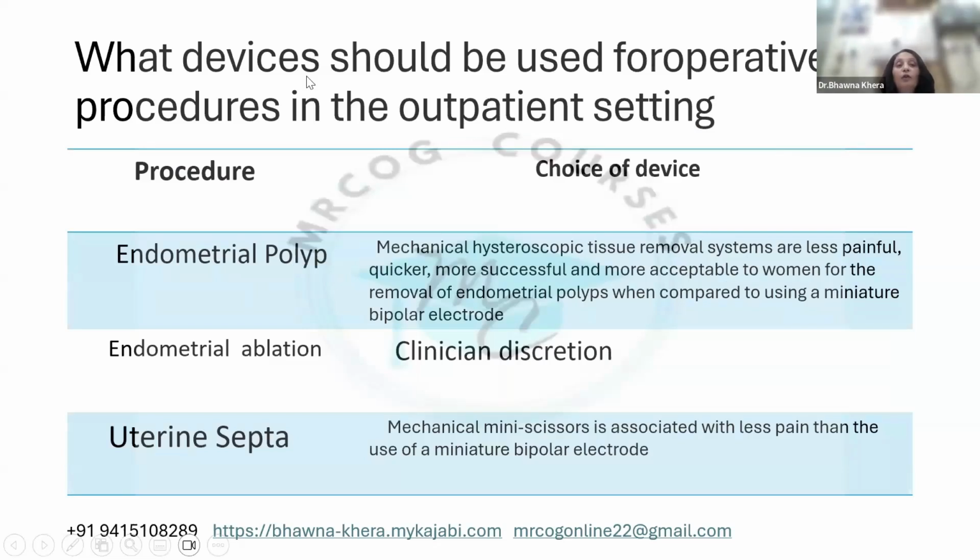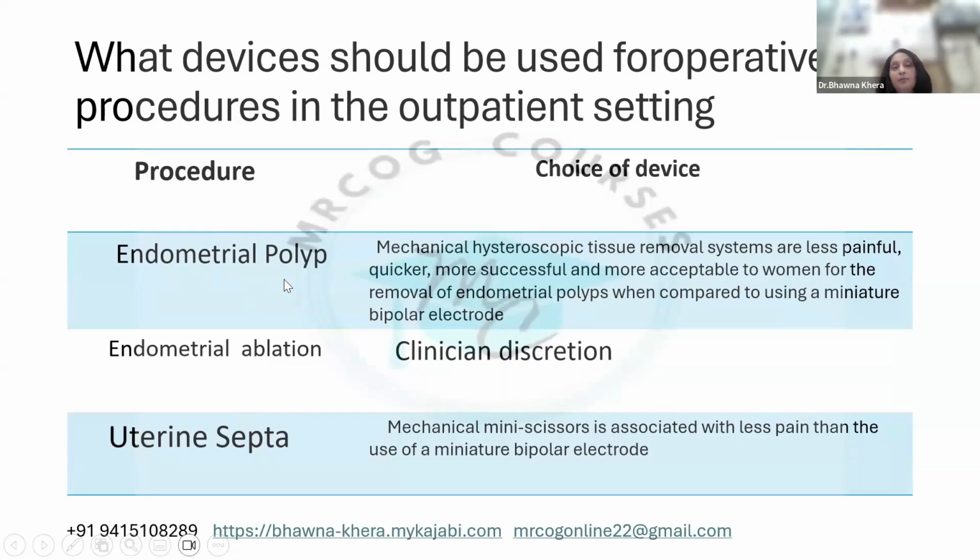Now, what type of devices should be used for operative procedures in the outpatient setting? So what devices should be used for the procedures in the outpatient settings? So what is the procedure and what are we doing?